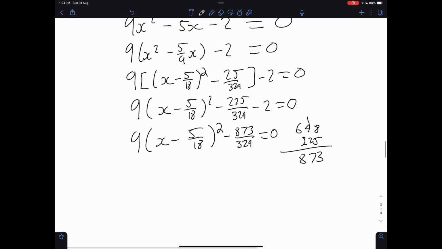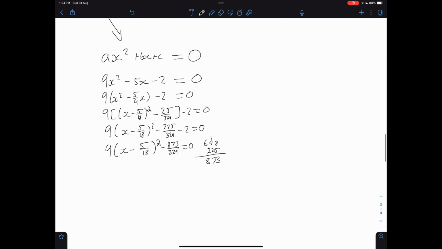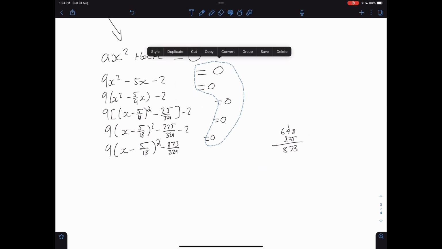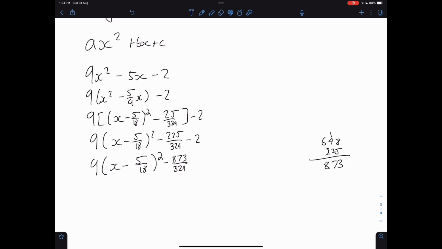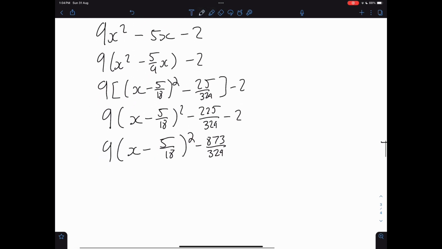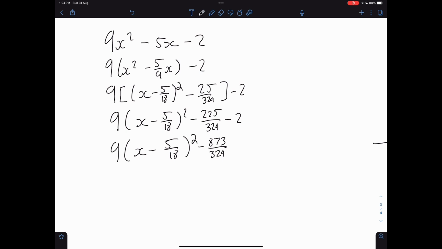And now I can tell you that, even if we're just trying to find the vertex, we don't even need this to be equaling 0. We can complete the square anyway, and then we can say that the vertex is at 5 over 18, minus 873 over 324.